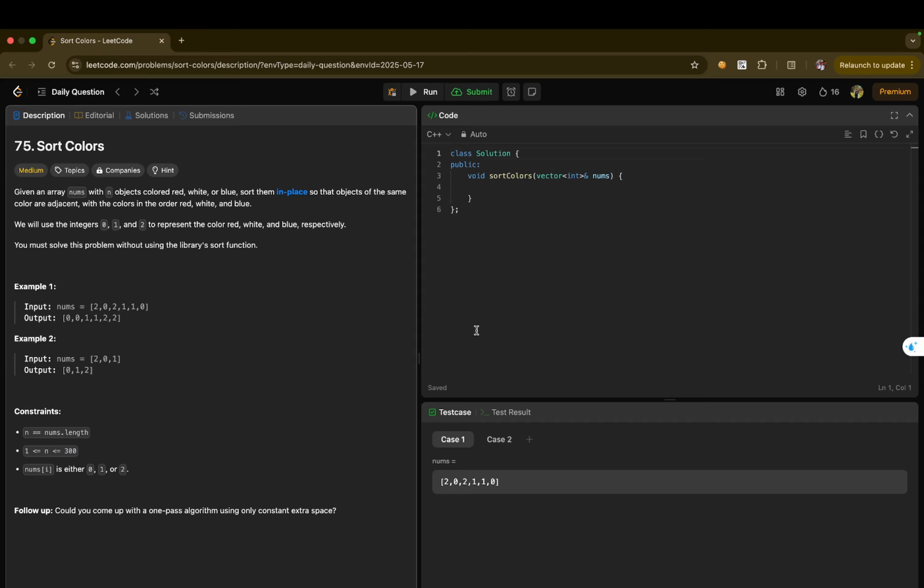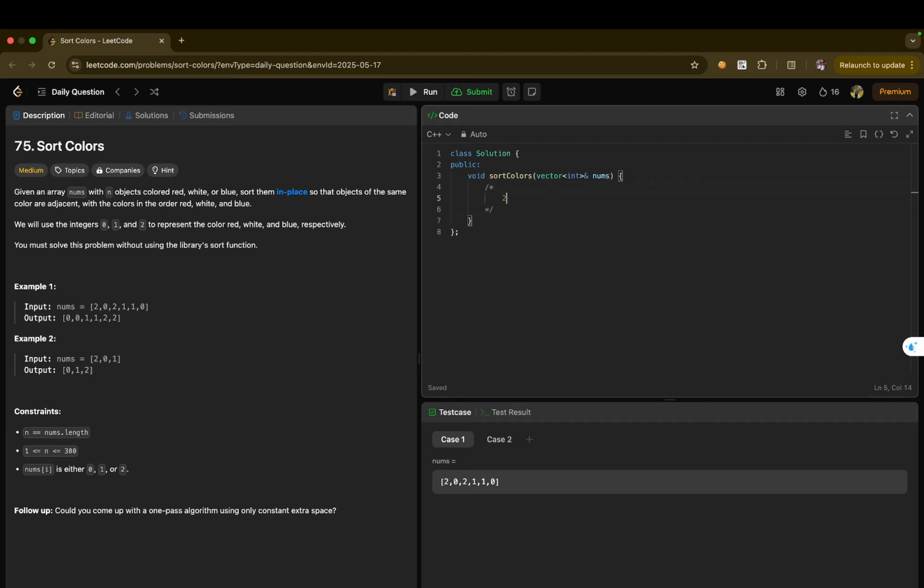And we have a follow-up here: could you come up with a one-pass algorithm? That means you only use one loop, only one, not two, not three. Yeah, this is what makes this problem interesting. Using only constant extra space, so you can think about using an algorithm like counting sort. But as we know that we only have three unique integers in the array, that is 0, 1 and 2, so we can do something like this.